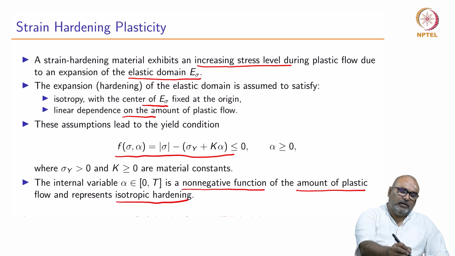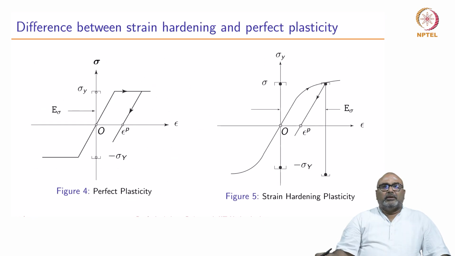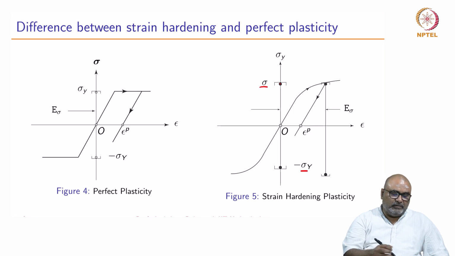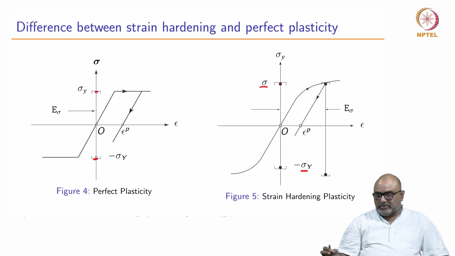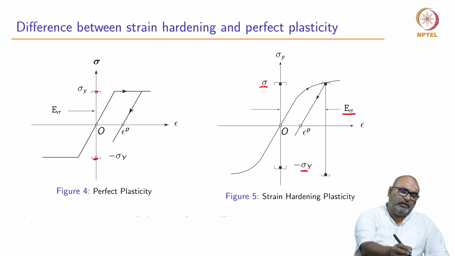it represents isotropic hardening. So, in the strain hardening case, essentially what is happening is that beyond the initial yield, the stress value is going to increase beyond plus σ_y and minus σ_y, whereas in a perfectly plastic case, this elastic range is constant, whereas here it is going to be changing in strain hardening plasticity.